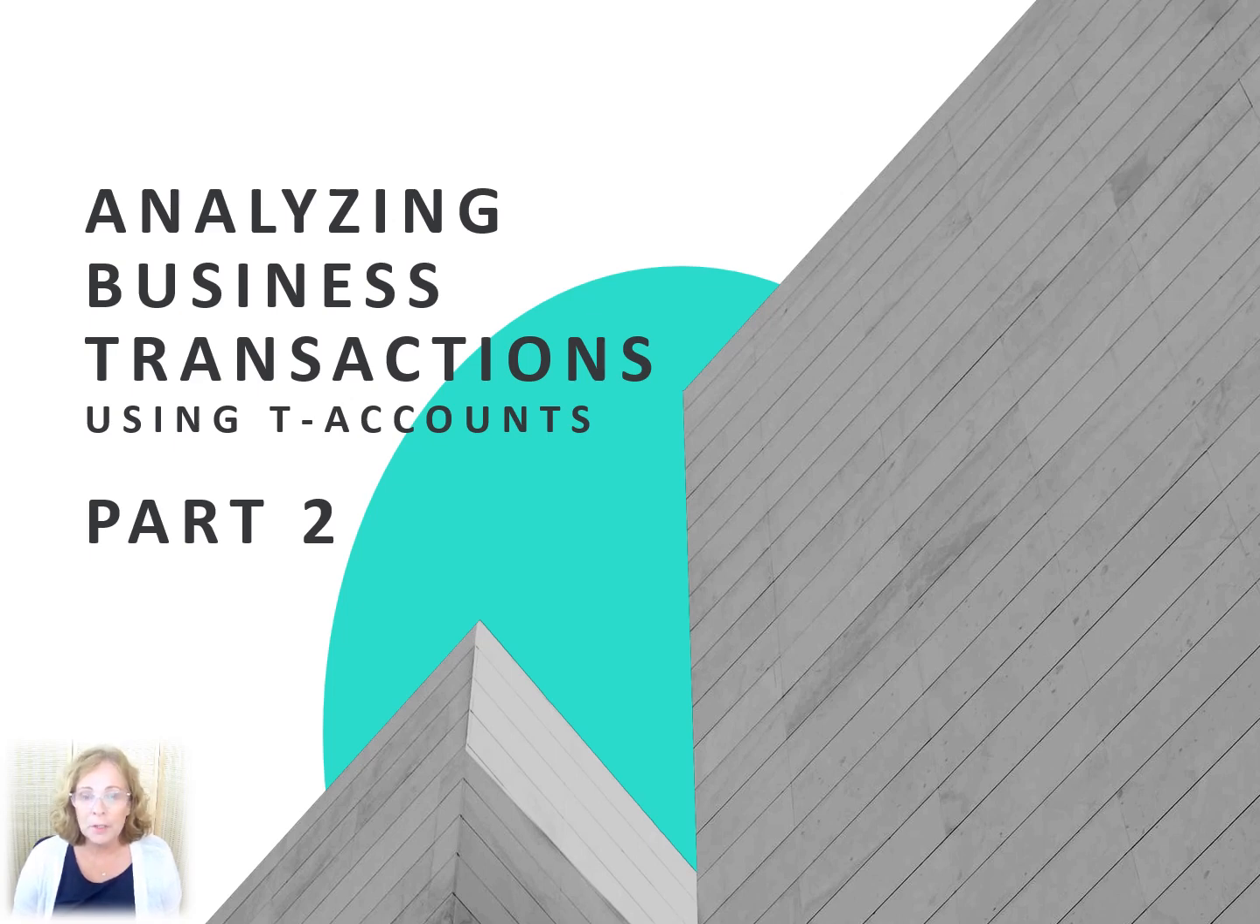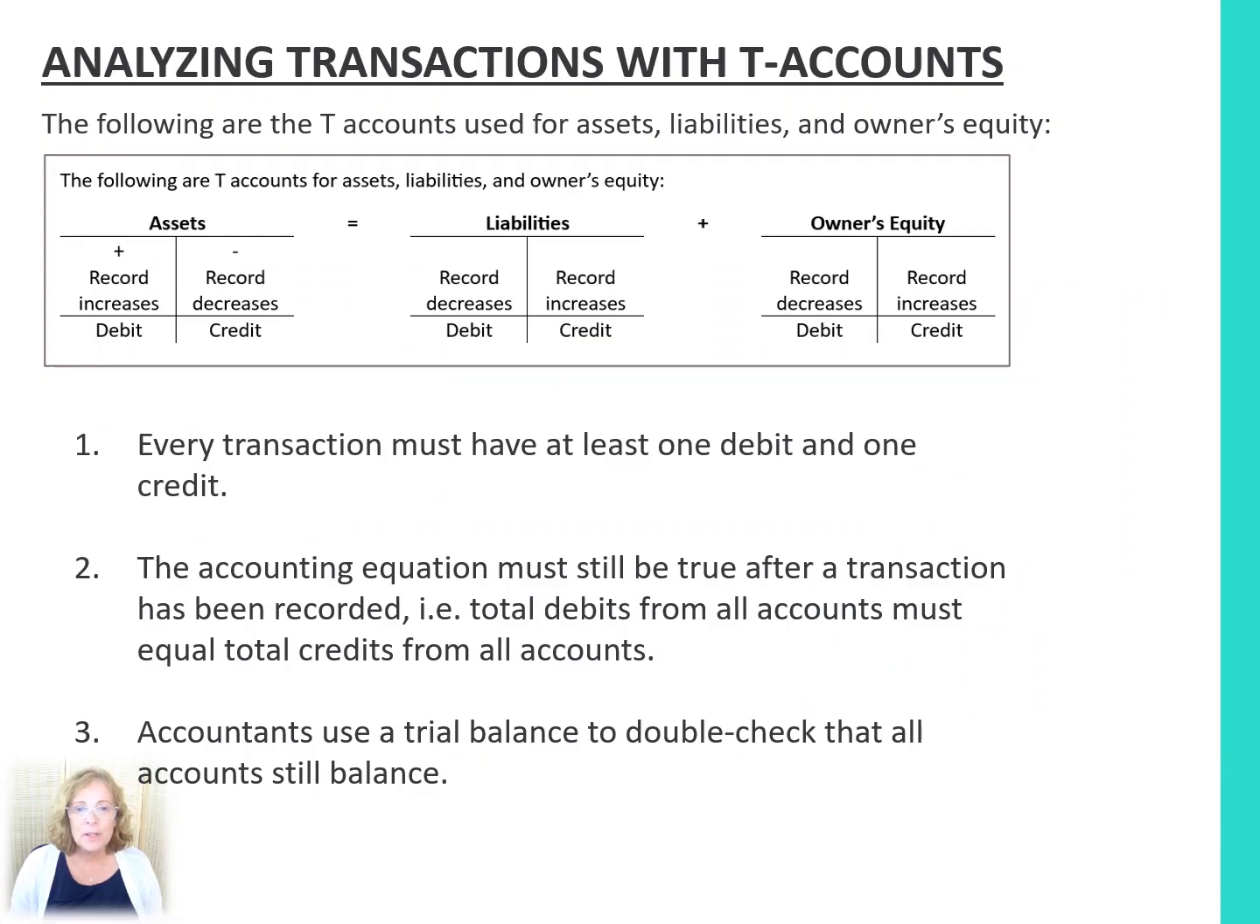Hello, in this video, we'll continue our discussion about the analysis of business transactions with the help of T accounts. Just as a reminder, we discussed in part 1 that assets increase with debits, which are on the left side of a T account. A good way to remember might be that assets are also shown on the left side of the balance sheet. Every account has an increase side and a decrease side. Assets increase with the debit on the left side and decrease on the right side.